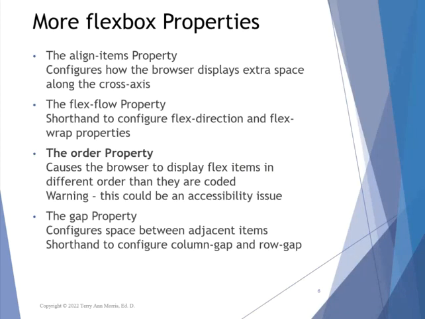More flex properties. The align items property configures how the browser displays extra space along the cross axis. The flex flow property is shorthand to configure flex direction and flex wrap properties. The order property causes the browser to display flex items in a different order than they are coded, whereas the gap property configures space between adjacent items and is shorthand to configure column gap and row gap.